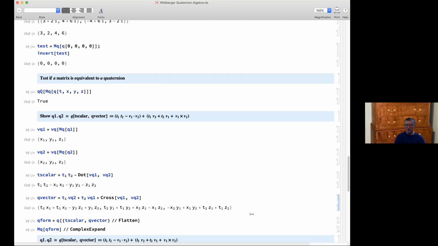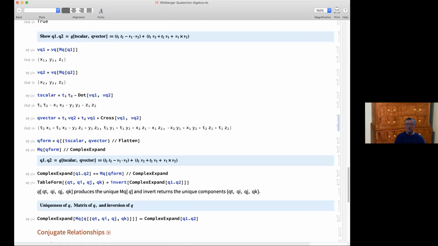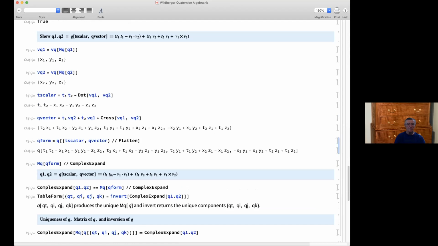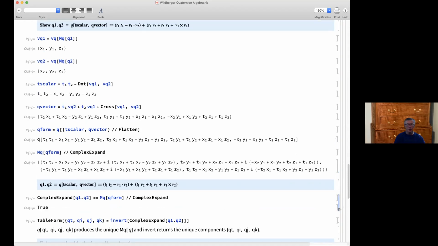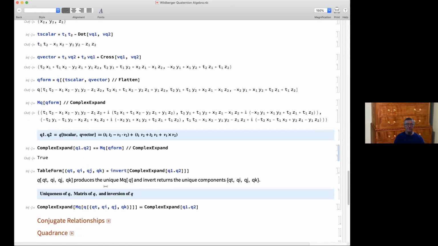Here is the term with the cross product and the matrix, the Q form of putting all those into the n-tuple. And I take the matrix equivalent. There's the matrix equivalent. And now I just take Q1 dot Q2 as their matrix because it's matrix multiplication. And all of these turn out to be true once I do the complex expands. And so I can go through here purely symbolically and prove the result.